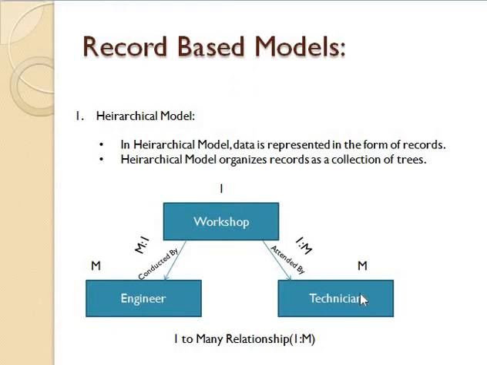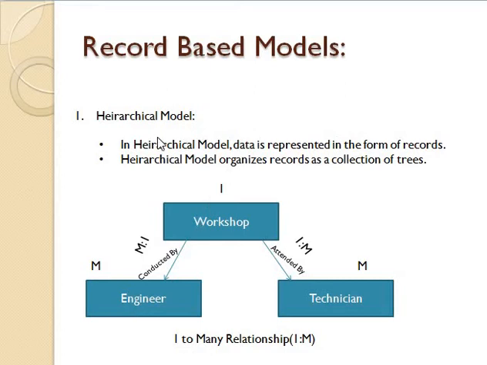We can even find out who are the technicians attending the workshop, and also the number of technicians attending the workshop, as I have already explained. But in case many different workshops are being conducted by the engineer, this model, that is the hierarchical model, won't be able to tell you the names of all the workshops being conducted by the engineer.